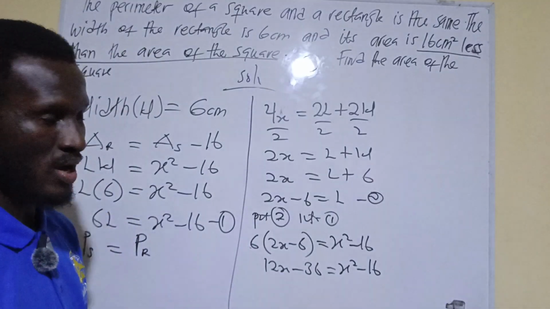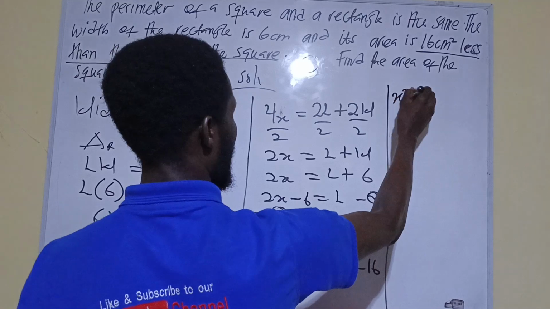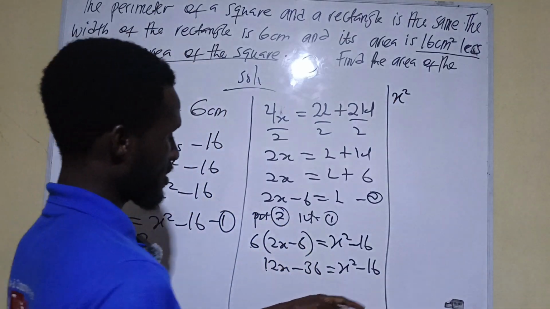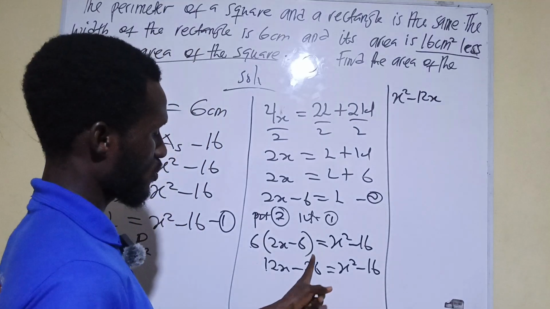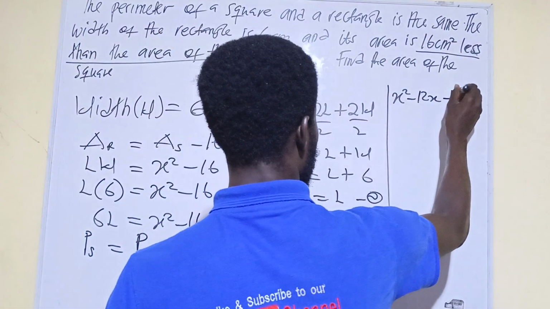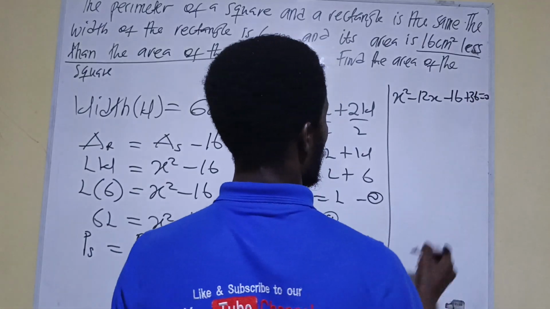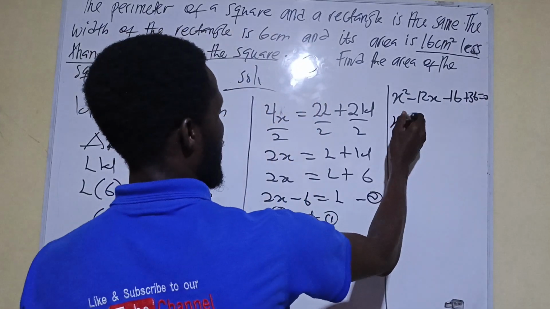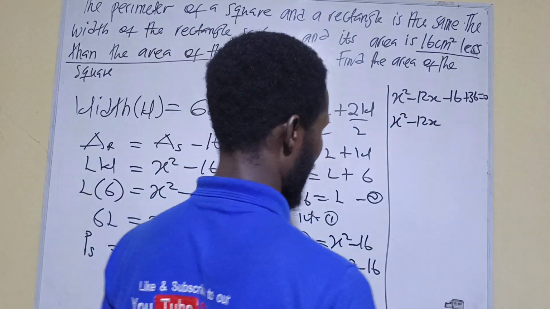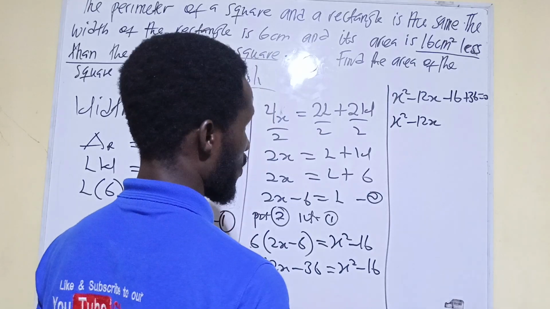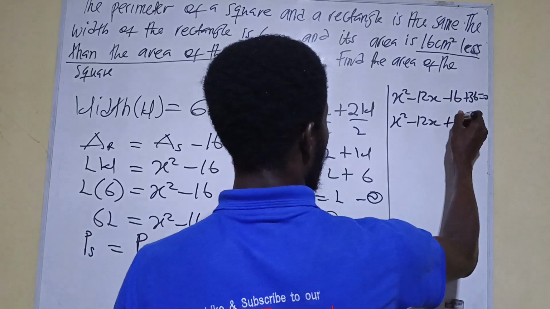So I need to group all of them to one side of the equation. So let me group them to one side. I have S squared here. Then this one will cross the equal sign, minus 12x. This one will cross. We have minus 16 plus 36 equal to 0. So we're going to have S squared minus 12x. Now what is minus 16 plus 36? We are going to get 20.